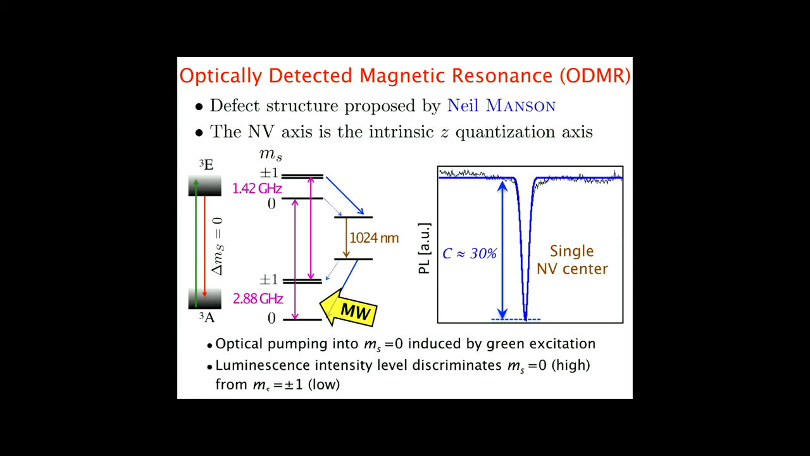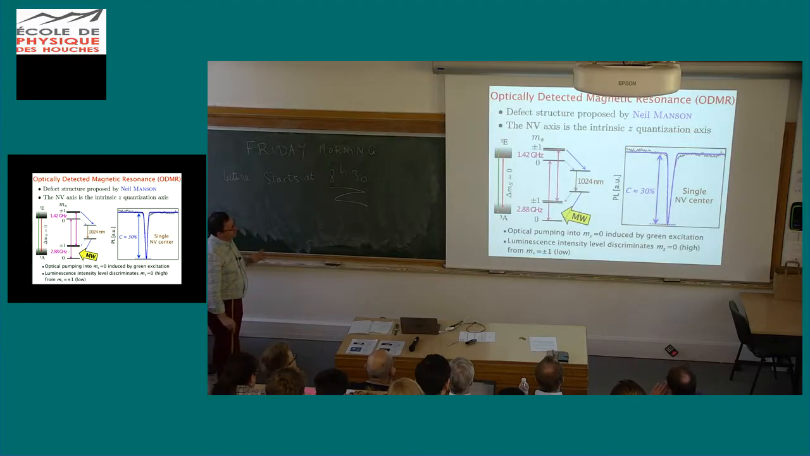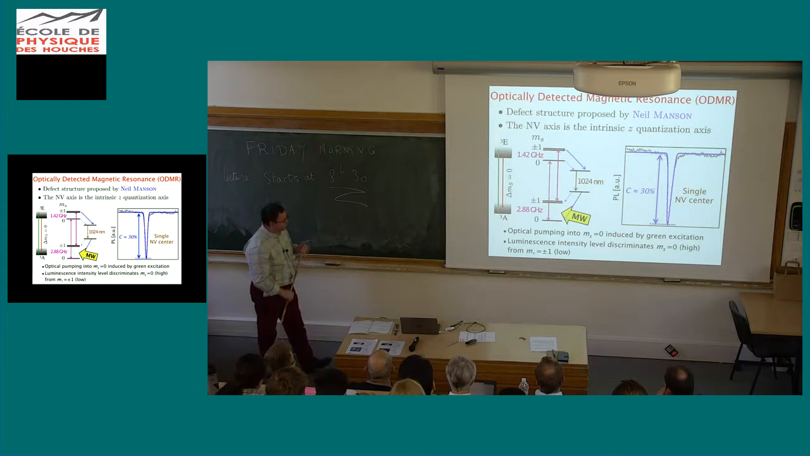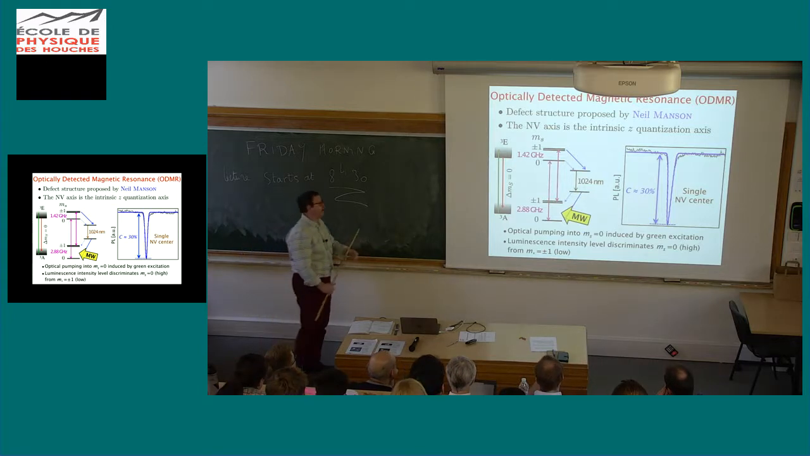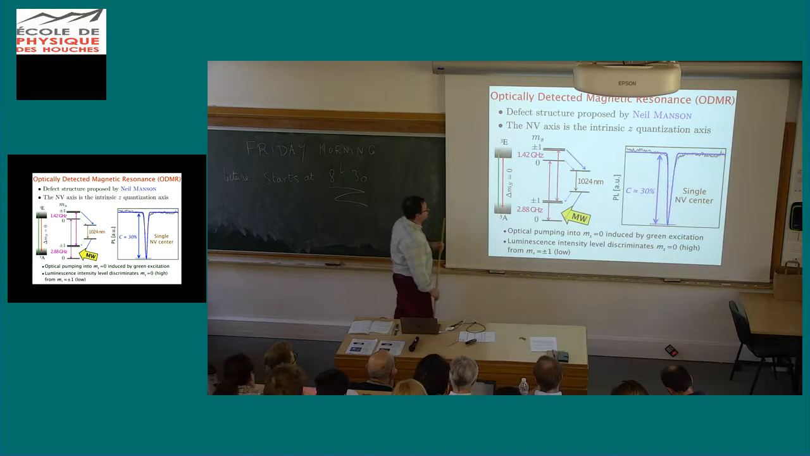And then, for instance, if we concentrate now on the negatively charged state, the defect structure was proposed by Neil Manson already in the 80s on ensemble, but then afterwards there were a lot of experiments that investigated this scheme at the level of a single defect.